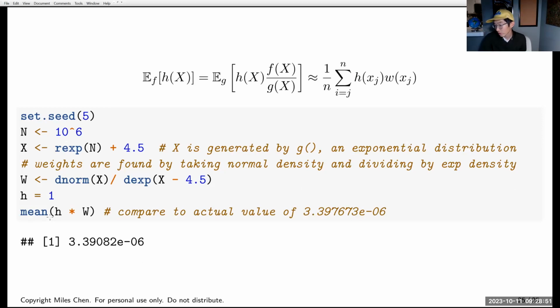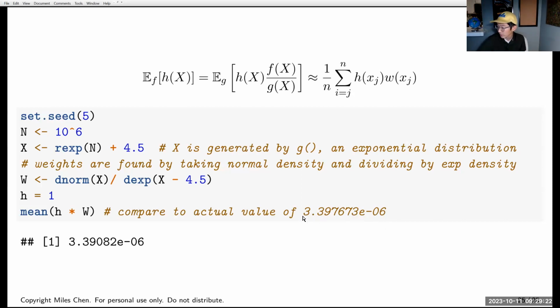And so my mean here is going to be the mean of h times w. It's kind of silly doing 1 times w here. But this is going to be my estimated value: I'm going to take the mean of h times w for each of the values that I've generated. And my estimate is 3.39082. And that's pretty close to the theoretical actual value of 3.3976.